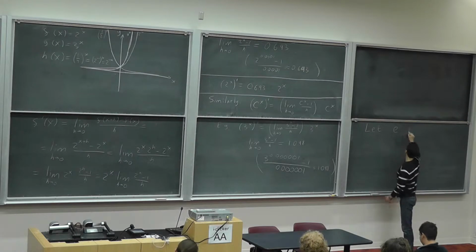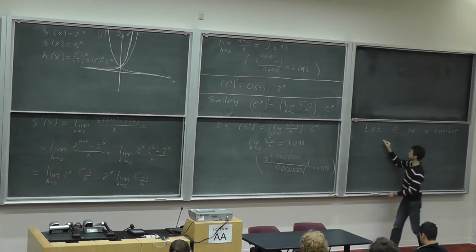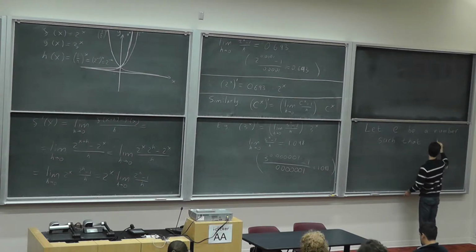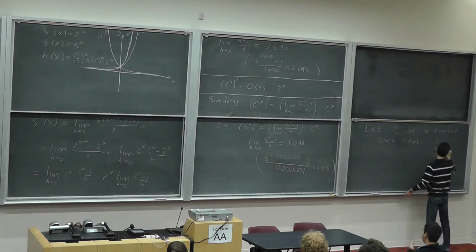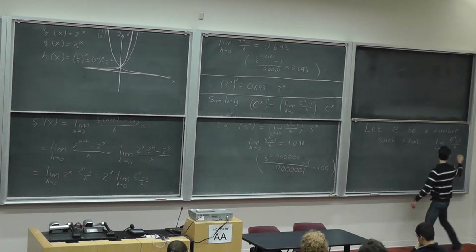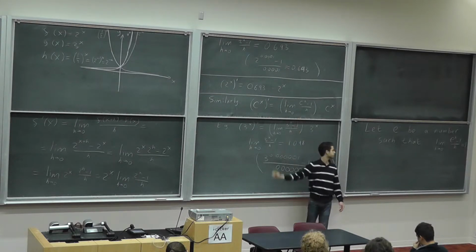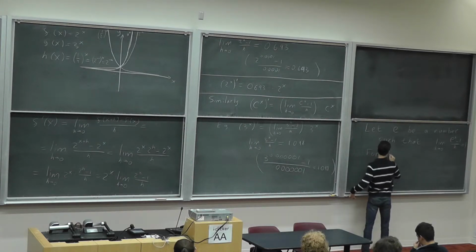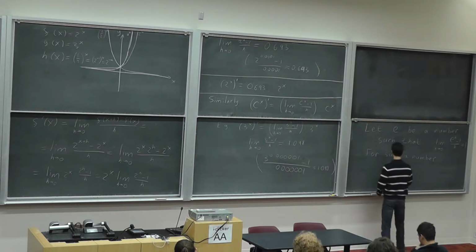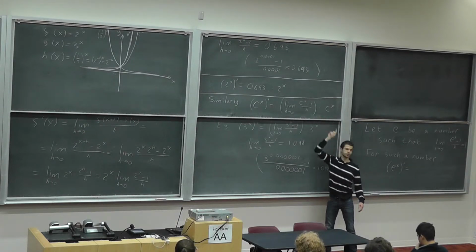Let e be a number such that the limit as h goes to 0 of (e to the power h minus 1) divided by h is actually equal to 1. So this multiplier is actually equal to 1. For such a number, the derivative of the function e to the power x would be 1 times e to the power x.